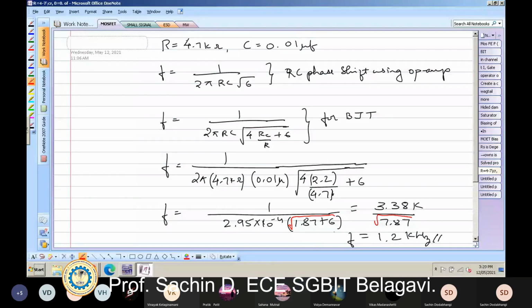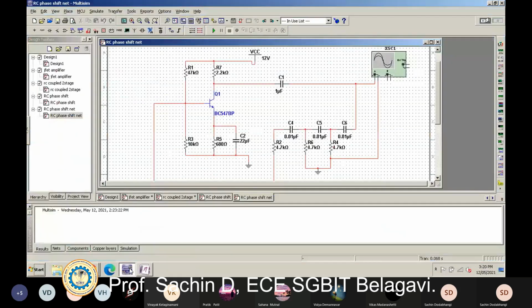So see, the RC value I have taken as 2.2 kilo ohm. You need to check the diagram here. See, it is 2.2. You can see the RC collector resistor is 2.2 kilo ohm. So we will check the output here. I'll double tap on this and turn on this button.